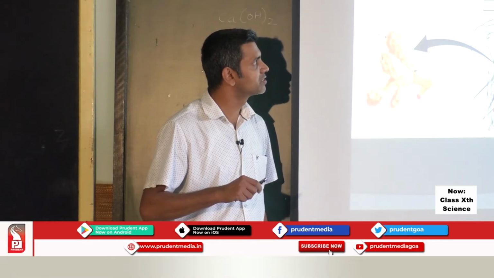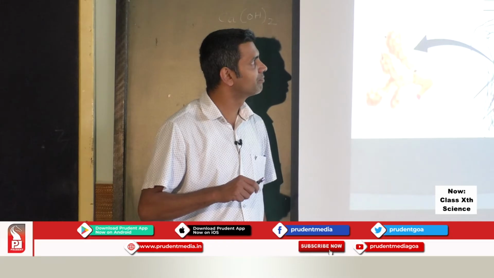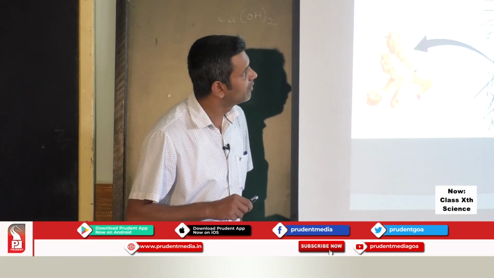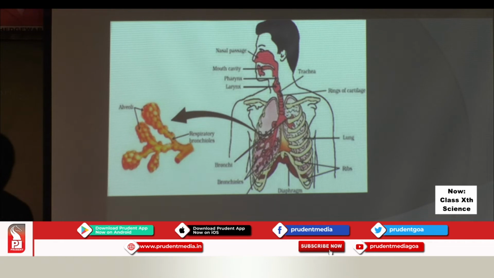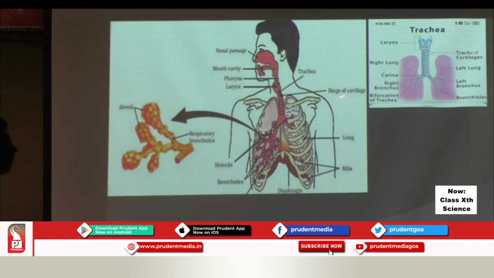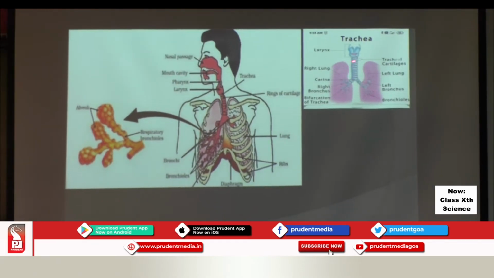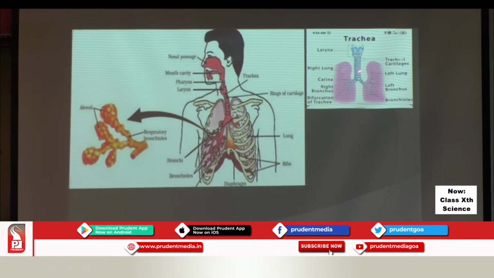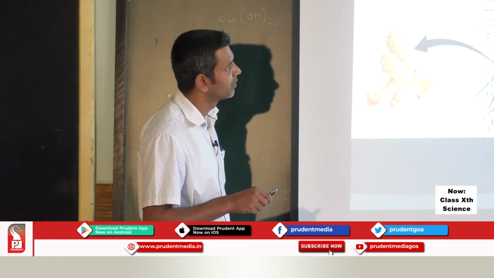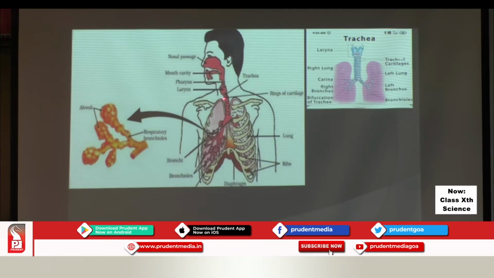This trachea consists of rings of cartilage, and we can see here rings of cartilage. Still, I will show you one more image. Yes, we can see here the trachea consists of rings of cartilage, and these rings of cartilage make sure that the air passage does not collapse. So, rings of cartilage perform again a very important function. It ensures that the air passage does not collapse.